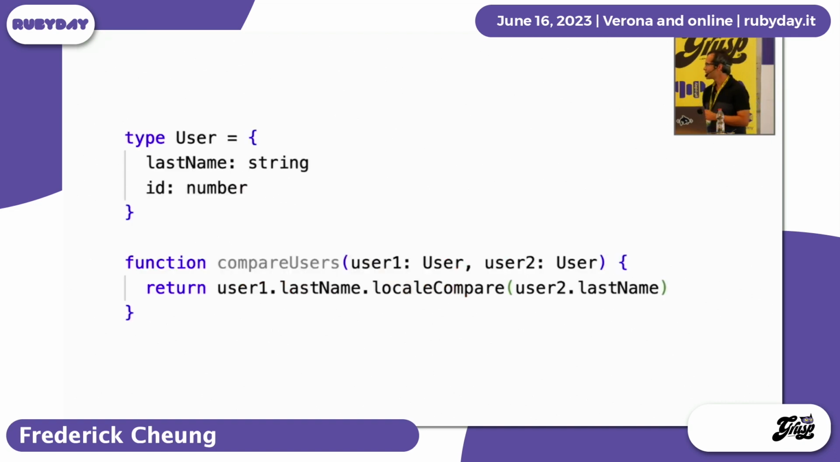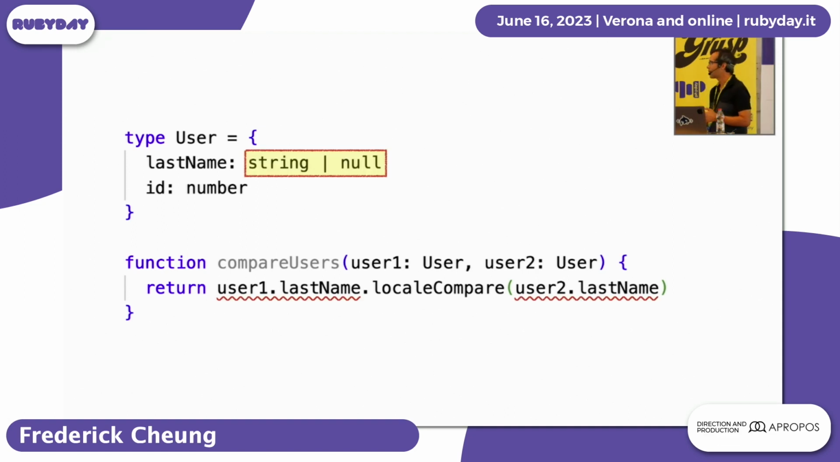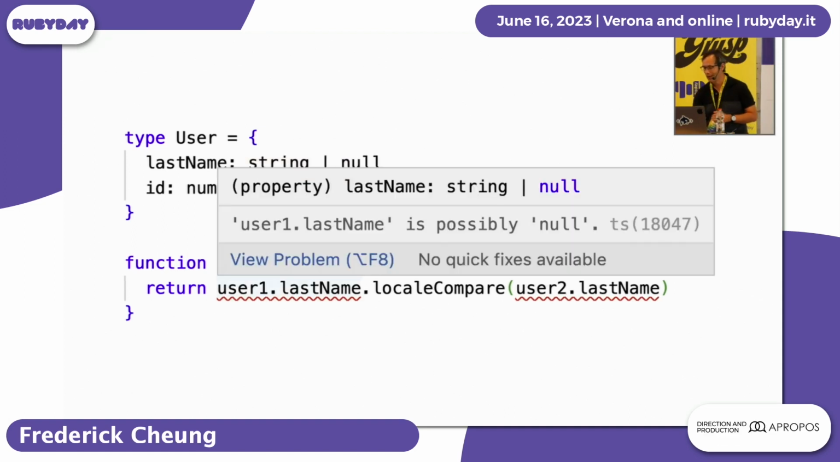If we come back to the code I started with at the beginning of the session, here TypeScript is happy because you said last name is a string and I'm comparing two strings. But if you say that last name is string or null, then it's like, hey, wait a minute, this thing is possibly null. And it would also show up, obviously, if you ran tsc to run the compiler.